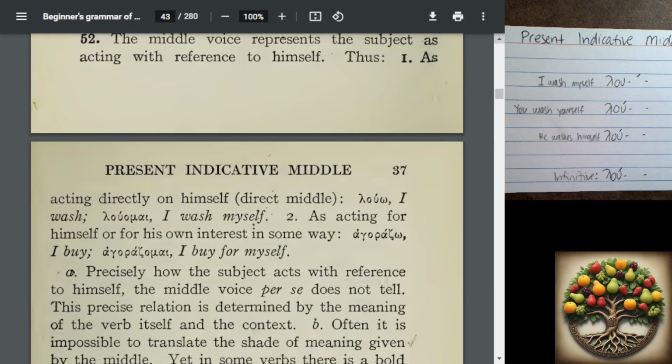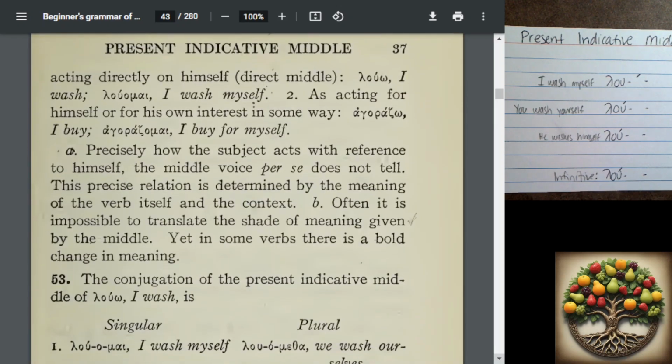And in the textbook, we are given an example, agorazo, which means I buy. And if we're going to put it in the middle voice and say agorazomai, that is meaning I buy for myself. Now the middle voice doesn't really tell you precisely how the subject is acting with reference to himself. That is determined by the meaning of the verb itself and in the context of what you're reading it in.